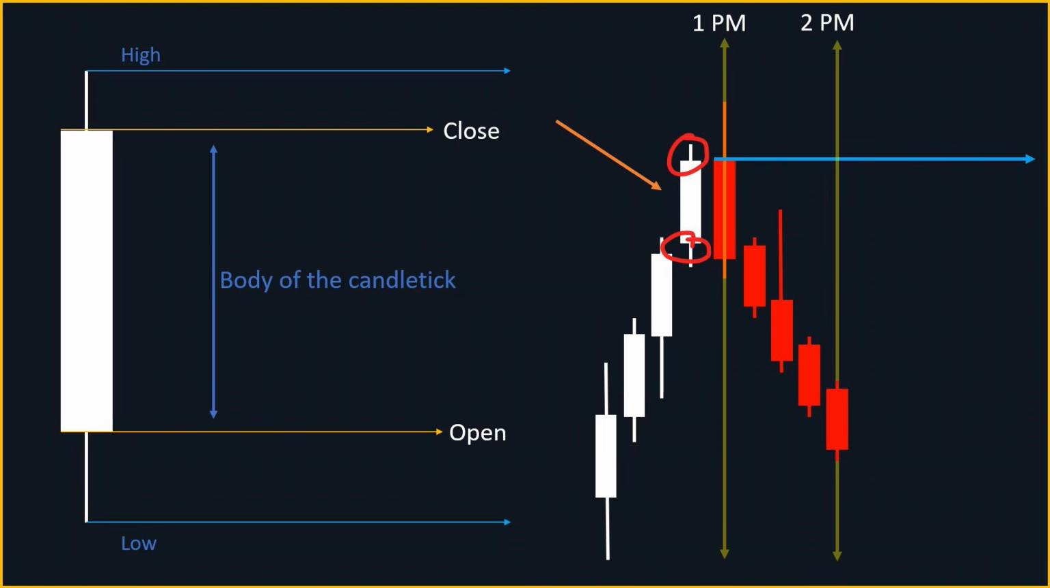Now let's talk about the second scenario. And honestly, this is the trickiest one. So instead of price breaking above the horizontal line, we actually see a rejection right at that level.